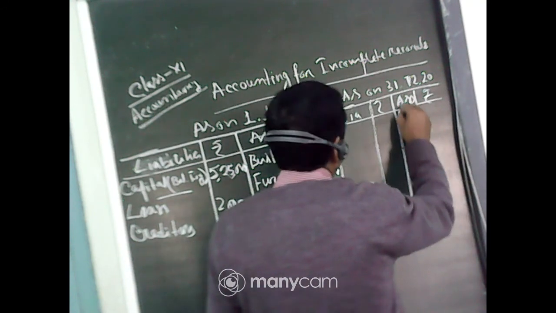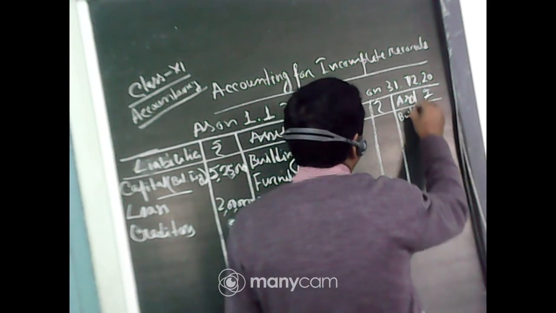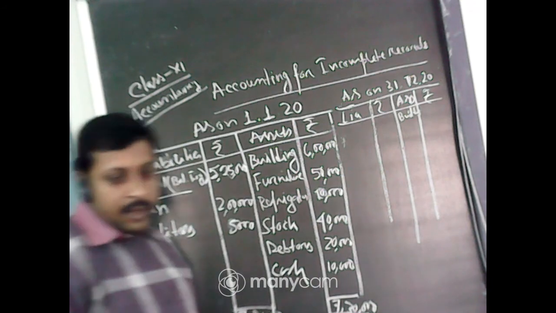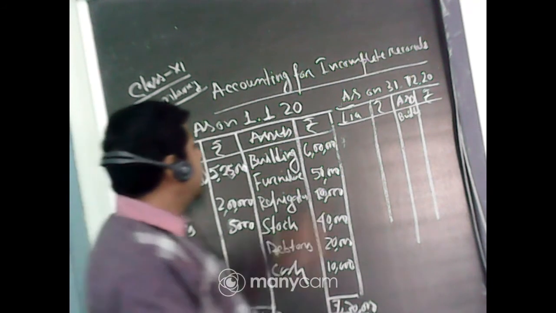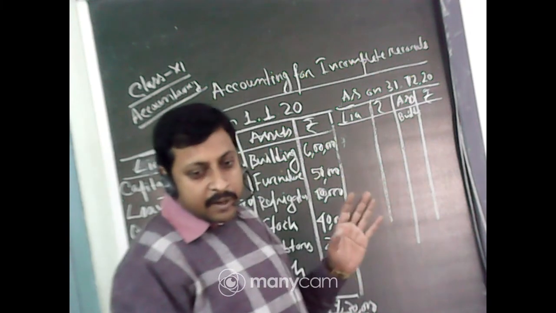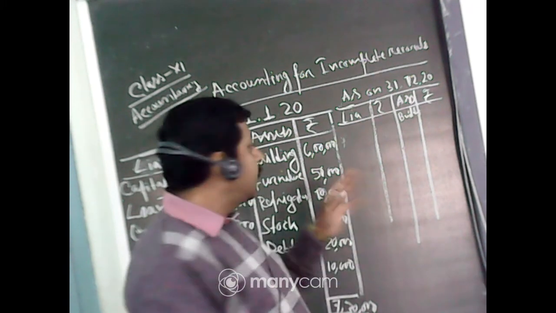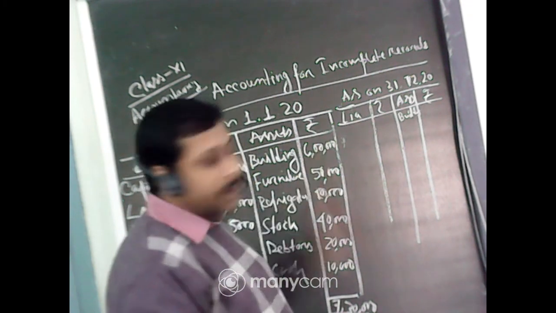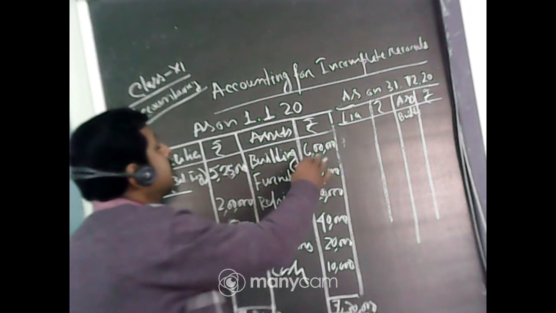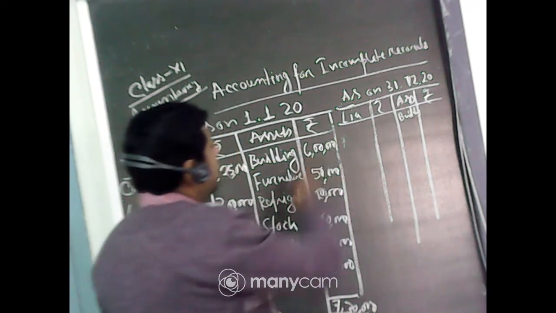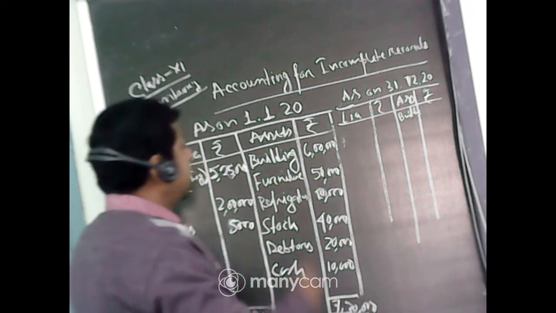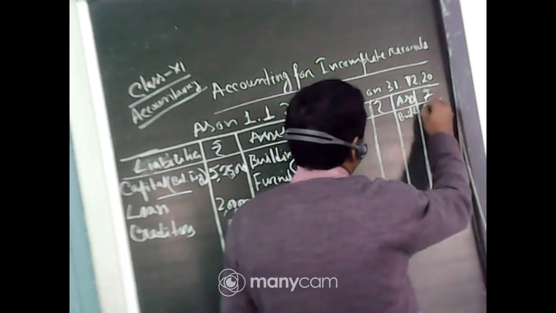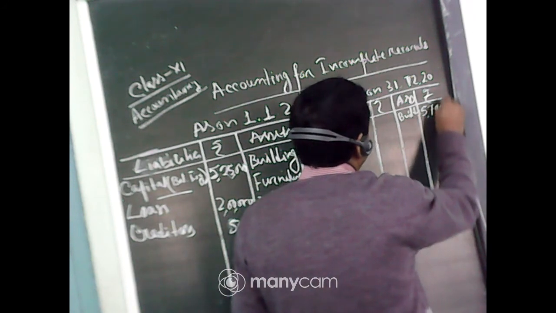Now first there is a building, and we know the building value is 6 lakh. But as an accountant, we have to depreciate some amount of the building. He doesn't know that you are making depreciation. Suppose you are doing 5% depreciation. So 5% depreciation means we have to depreciate 30,000 in a whole year. So the balance will become 5,70,000. So 5,70,000 is the balance of the building.